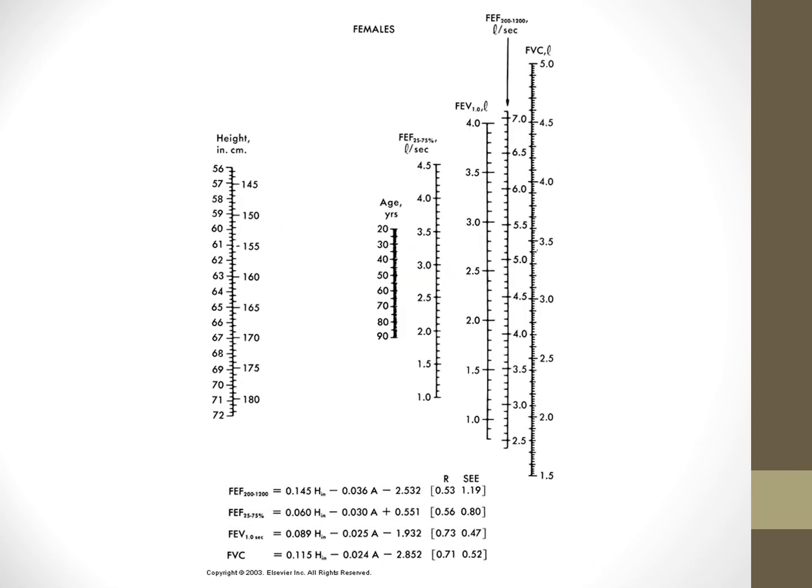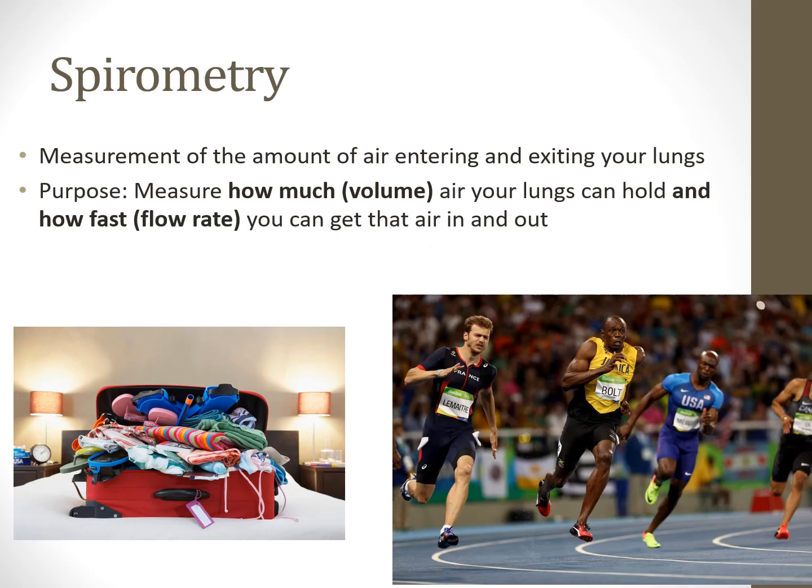Little calculation. Genetic female, same thing. If I'm 5'1" and 30 years old, that would be all my predicted for my 25 to 75, FEV1, 200 to 1200, and forced vital capacity. All right, so you just line it up between the age and the height, and then it would give you your predicteds. But you guys won't have to worry about that. It's just fun. I like history for some reason or another.